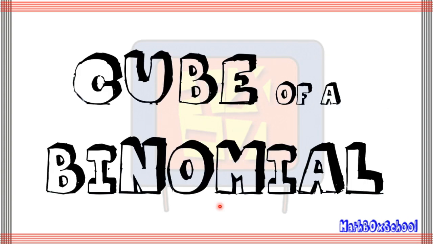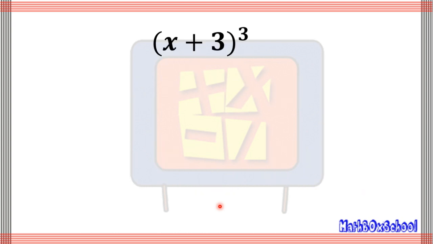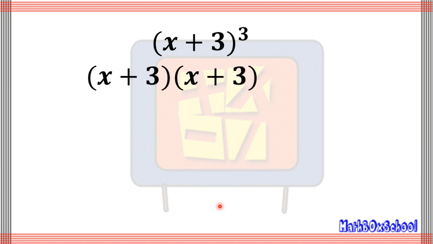Now let's proceed to our lesson, cube of a binomial. Let's have this example, x plus 3 to the power of 3. So if we're going to expand this, so we will be using x plus 3 as a factor 3 times. So x plus 3 times x plus 3 times x plus 3. So ang gagawin po natin sa unang 2 binomials, yung x plus 3 and x plus 3, apply natin yung FOIL method.